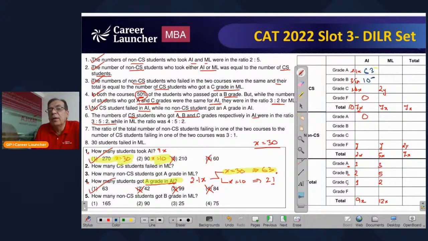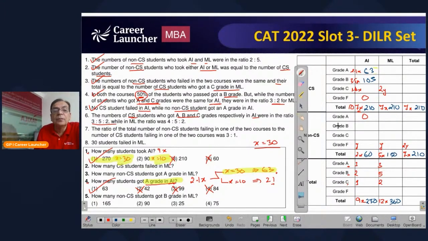So this is 105. x is 30, so 210. 2x is going to be 60, 5x is going to be 150, 7x is 210, 9x is 270, and 12x is 12 into 3, which is 360. So if you notice, despite not doing the complete table, we have already answered two questions and filled part of the table also.